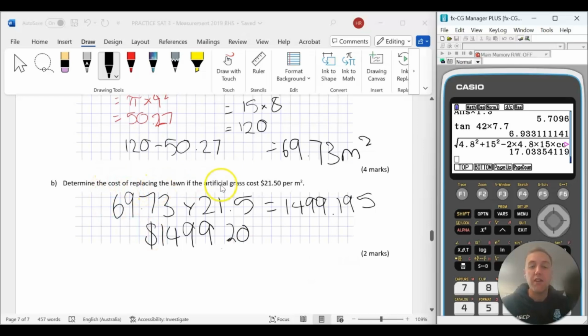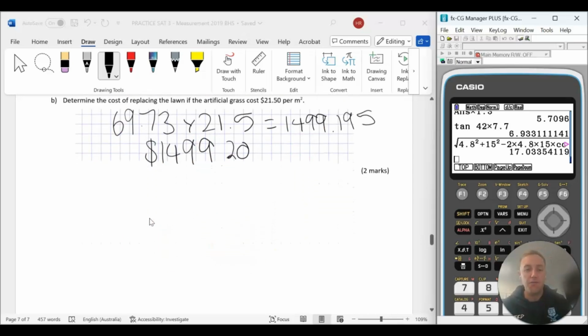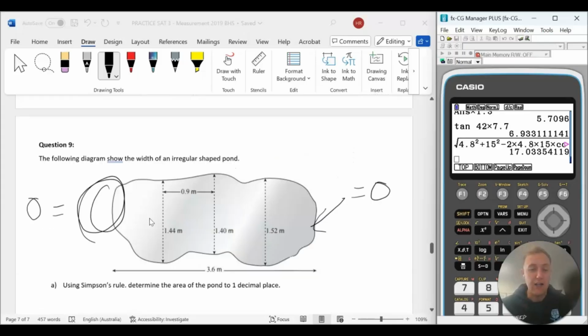All right, determine the cost of replacing the lawn if the artificial grass cost is $21.50 per meter squared. Artificial grass is cheaper than vinyl, apparently. That's interesting. All right, so we go 69.73. That's our total meters, and we times it by our cost, and it gives us 1,499.195. Now, remember, we are rounding up to 2 decimal points because we are working in money. So it's $1,499.20. Make sure with these ones we write our final answer as $1, all right, value. If you do not, that will be losing a mark.